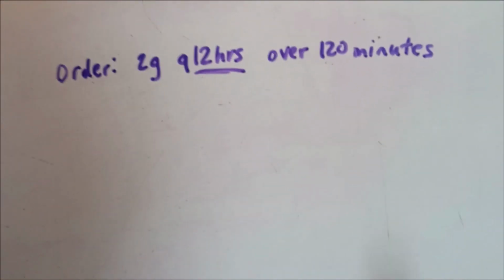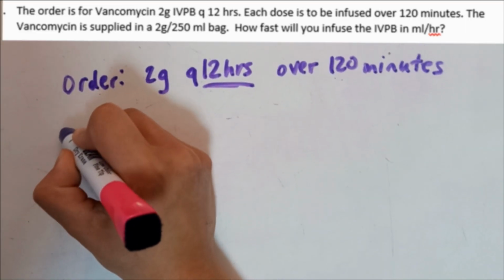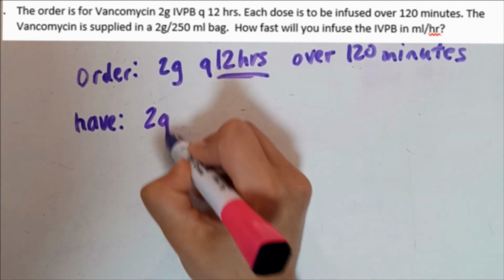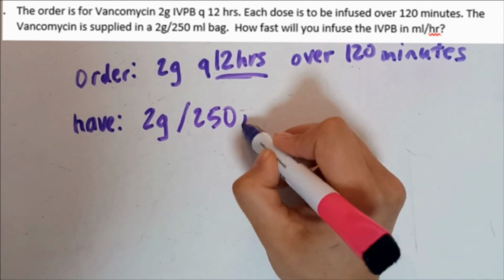So let's work through this question, okay? And then what you have may not be the same concentration as what you need. That's why you have to calculate. This one might be, because it's also 2 grams, which is what we need.